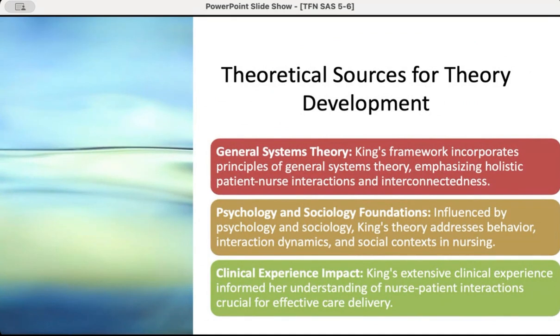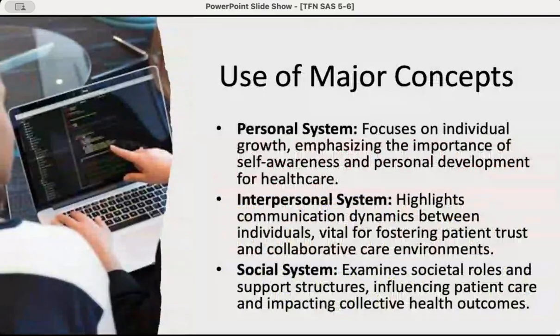So, the theory sources for theory development. King's framework incorporates principles of general systems theory, emphasizing holistic patient-nurse interaction and interconnectedness. It's very important that we communicate and collaborate with our fellow nurses in order to provide proper care to our patient. A very good example of which is the nursing endorsement. Psychology and sociology foundation: influenced by psychology and sociology, King's theory addresses behavior, interaction dynamics, and social context in nursing. At the same time, King's extensive clinical experience informed her understanding of nurse-patient interactions crucial for effective care delivery.